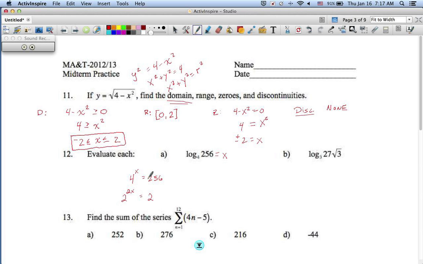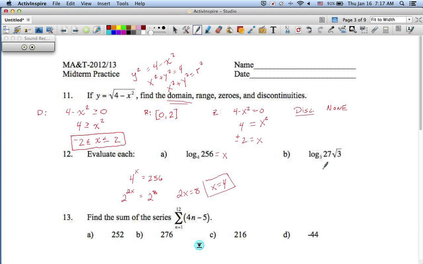And 256, I'm hoping, is a power of 2. So I'm going to count by 2's. 2, 4, 8, 16, 32, 64, 128, 256. You couldn't see me, but I was counting on my fingers. That's 2 to the 8th, in which case 2x must equal 8 and x must equal 4.